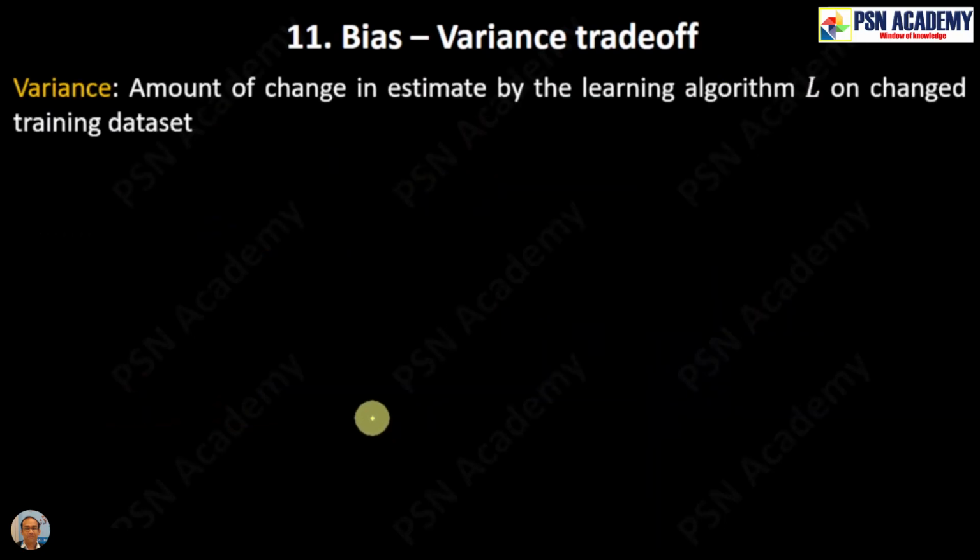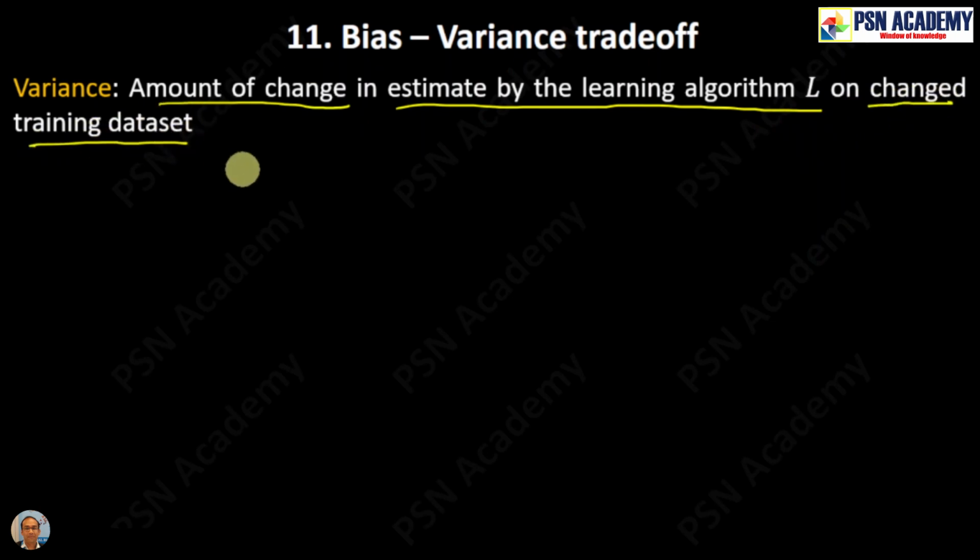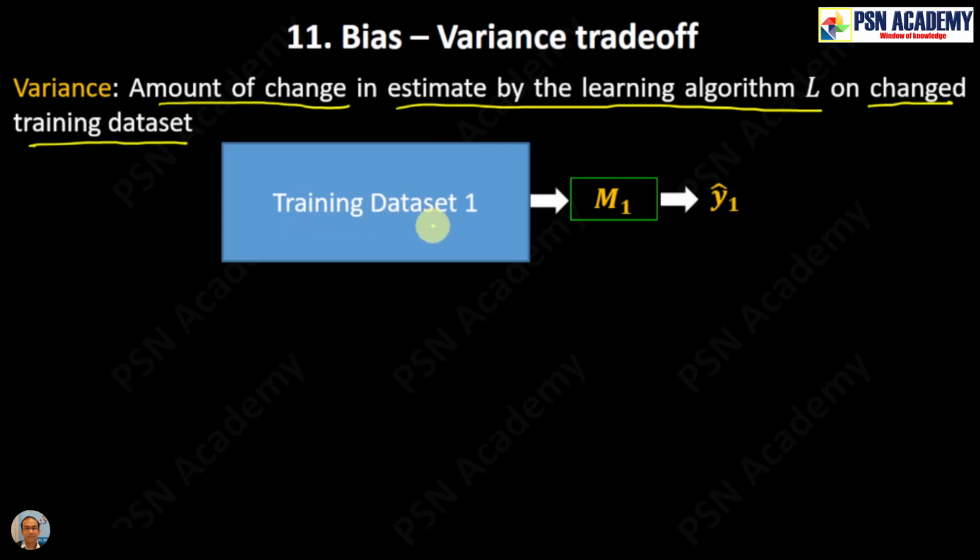Now, what is variance? Variance is the amount of change in the estimate by the learning algorithm L on a changed training dataset. That means you have one training dataset and you have one learning algorithm L. You train that algorithm with this training dataset 1 and you get a model M1. Now you provide an input to this model M1, say the input is x, and this model estimates the y value of this x as y1 hat.